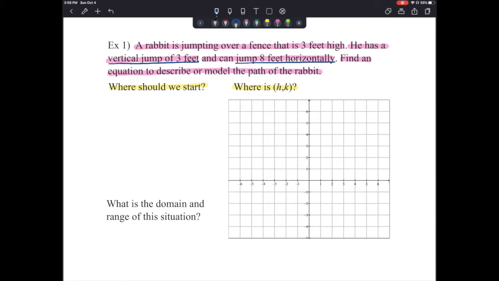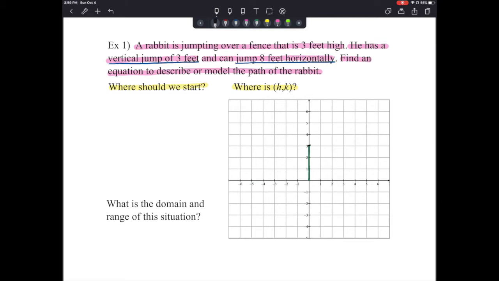So if it's trying to jump over a fence that's 3 feet high, let's go ahead and put a fence in. I'm going to put my fence right on the y-axis. You don't have to put it there, but for the sake of learning how to do these problems, I think this is a good way to start. So that's our fence. Our rabbit is going to need to jump over this fence. So if he can jump a total of 8 feet horizontally, and he can reach a height of 3 feet, we need to make sure that our rabbit is going to end up clearing the fence.